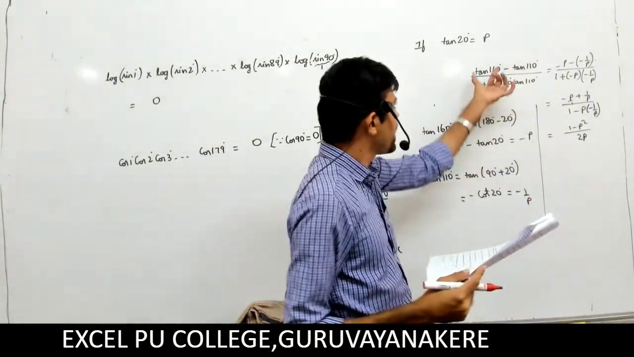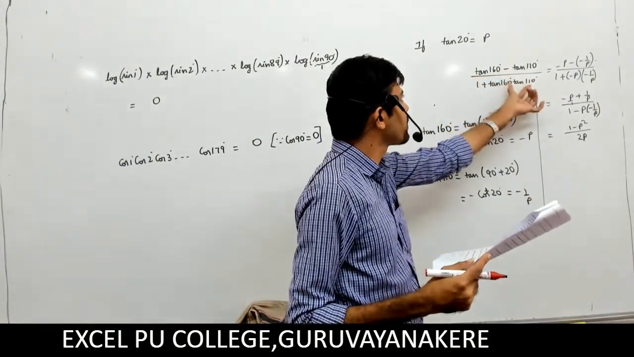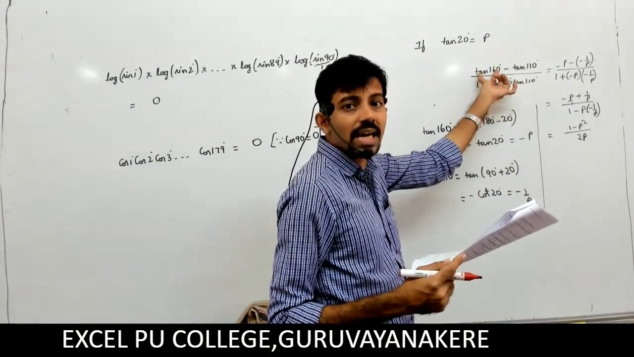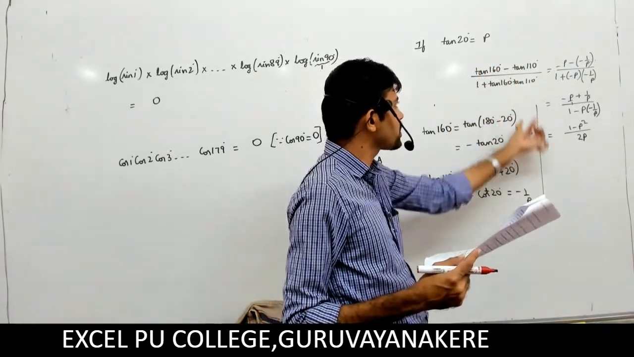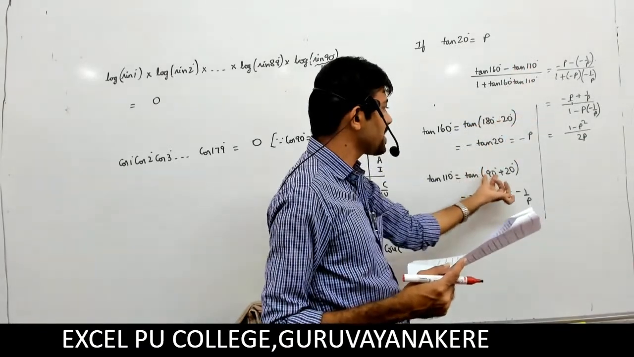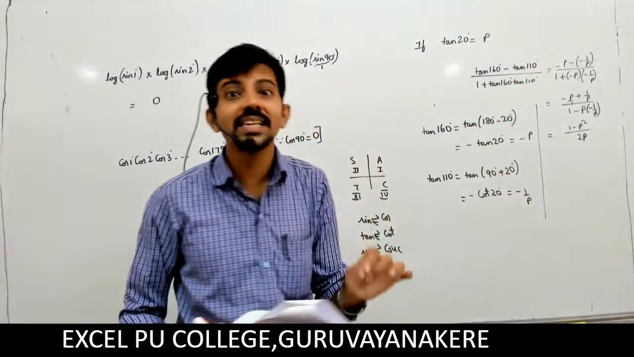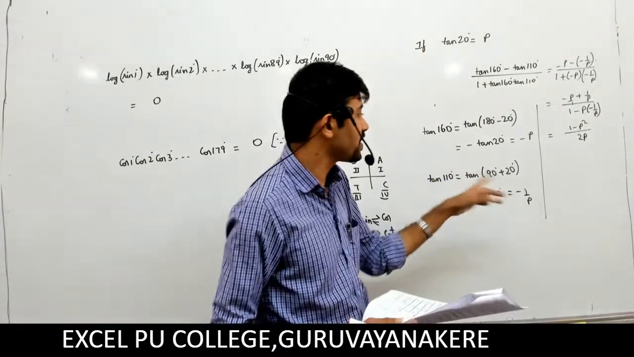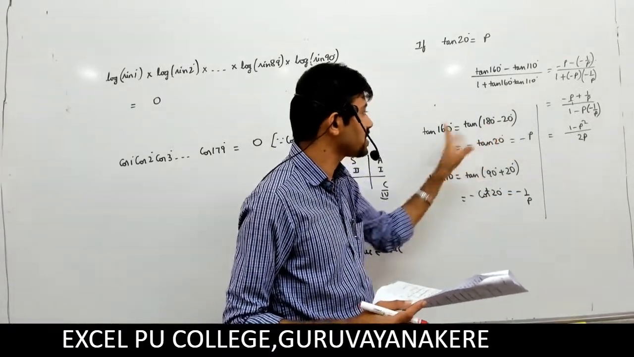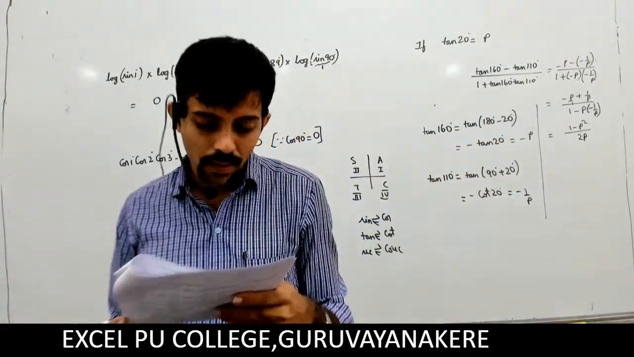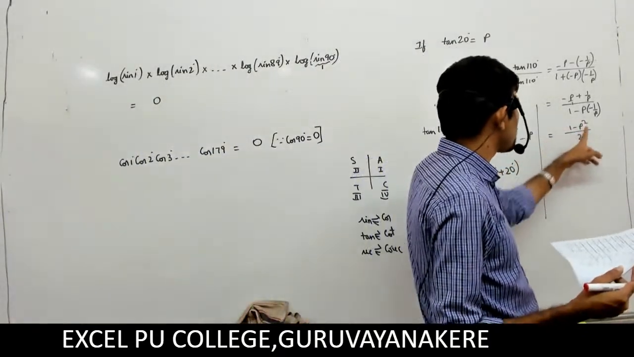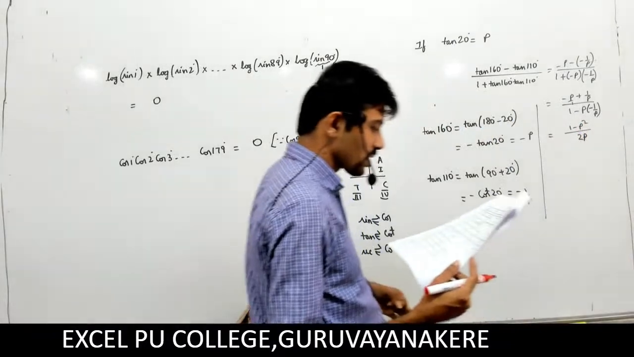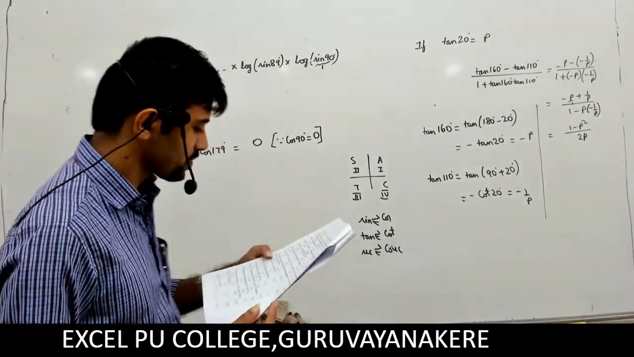Second option. Express in terms of tan 20. Tan 160 is tan of 180 minus 20, that is minus tan 20, which is equal to minus P. Tan 110 is tan of 90 plus 20, because I want to express in terms of 20. 90 plus 20 is 110, and 180 minus 20 is 160. So this is the answer: 1 minus P square by 2P, which is option 2.